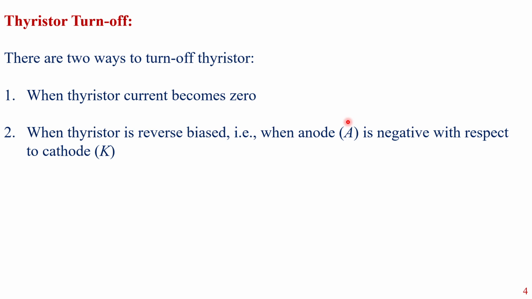There are two ways to turn off thyristor. The first one is when thyristor current becomes 0, thyristor is turned off. And the second one is when thyristor is reverse biased, when anode is negative with respect to cathode, similar to a diode.